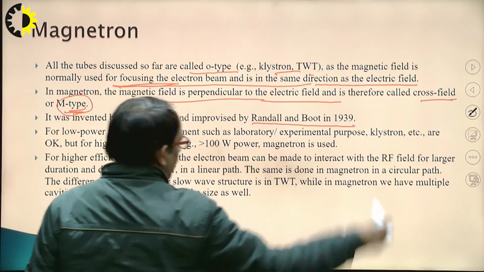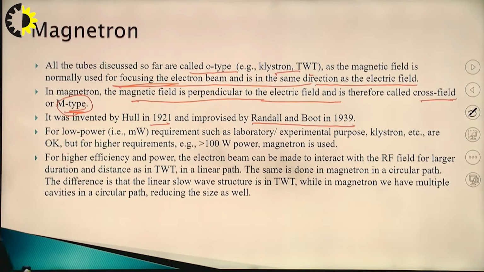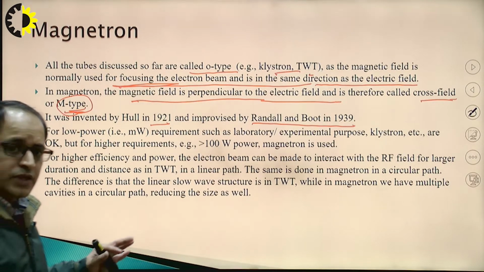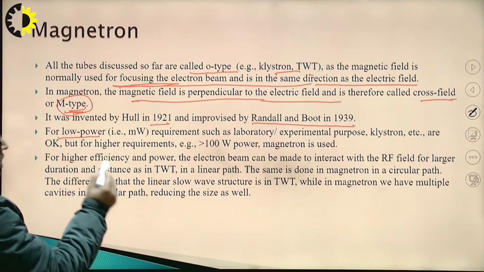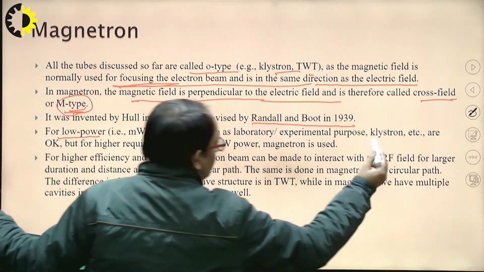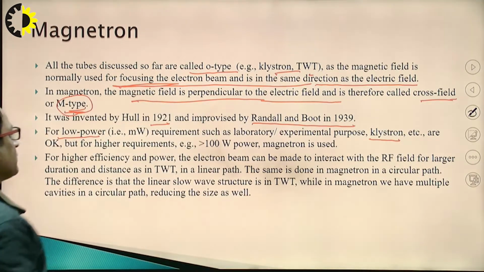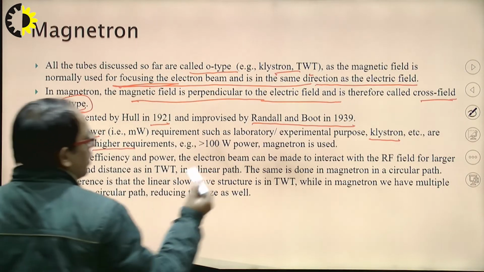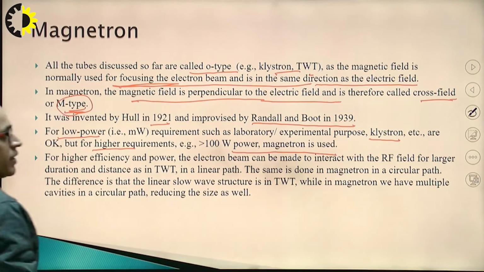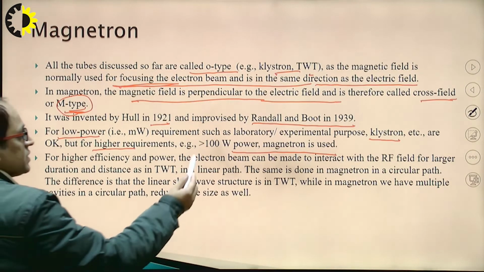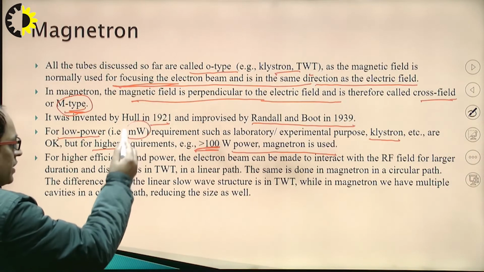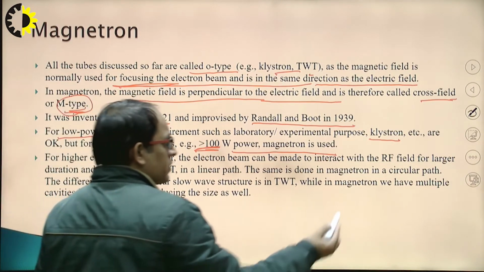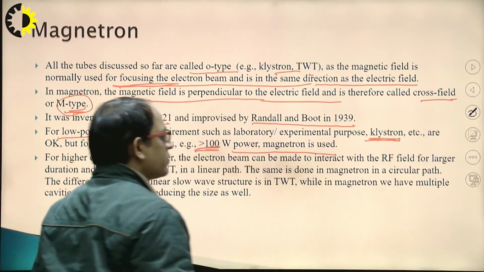The magnetron was first invented by Hull in 1921 and was further modified by Randall and Boot in 1939, and this magnetron was very useful in the Second World War. For low power, we always prefer a microwave tube like the klystron, but for high power requirements, greater than 100 watts, we always prefer a magnetron. For low power, in the milliwatt range, we use a klystron for generating a microwave source.